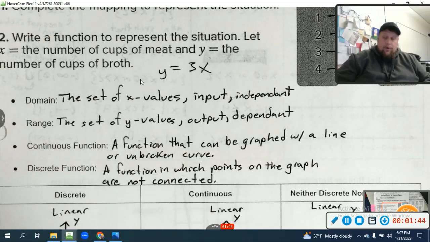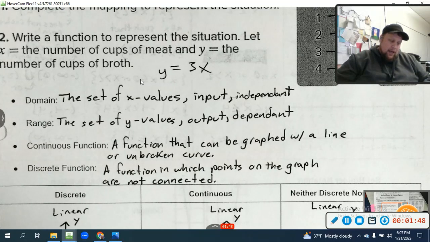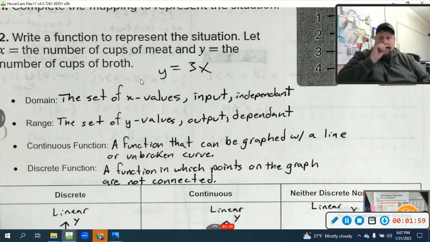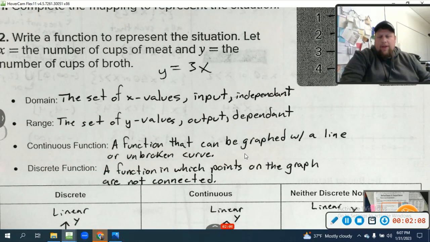A continuous function is a function that can be graphed with a line or unbroken curve. In other words, it's continuous if I can put my pencil on it and draw without picking it up. A discrete function is a function in which points on the graph are not connected. They're just dots, but it's still a function. In other words, it passes the vertical line test, but it's just dots. Pause this, write all that down. Ready, set, go.